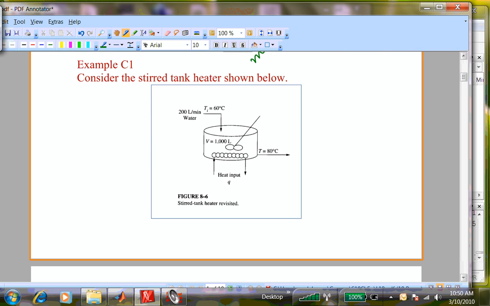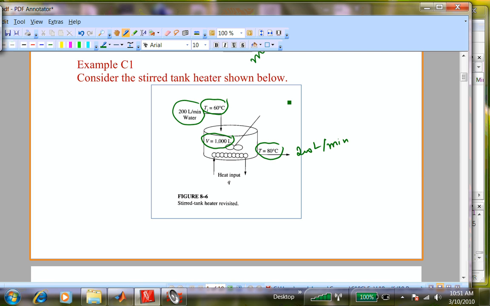So in this example, we are told that we have a tank with 1,000-liter capacity. Okay? So the volume of the liquid is 1,000 liters, and it is getting water at a rate of 200 liters per minute. And the exit rate is also the same thing, 200 liters per minute. So there is no change in the flow rate. The flow rate is constant. But the inlet temperature could be changed. It is coming in at 60 degrees and leaving at 80 degrees under steady-state condition.